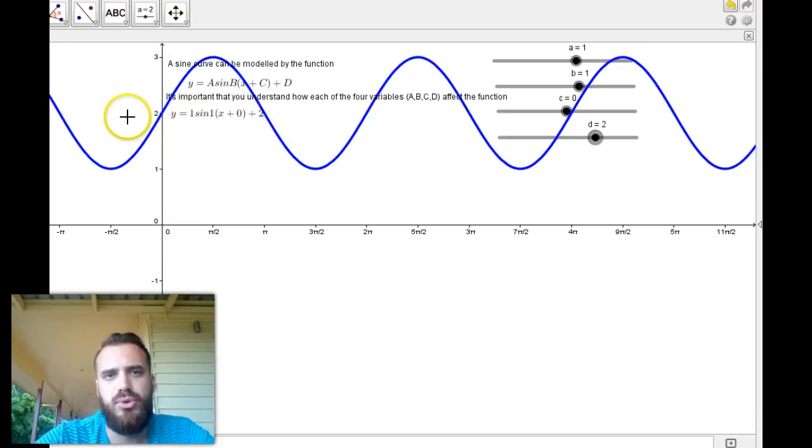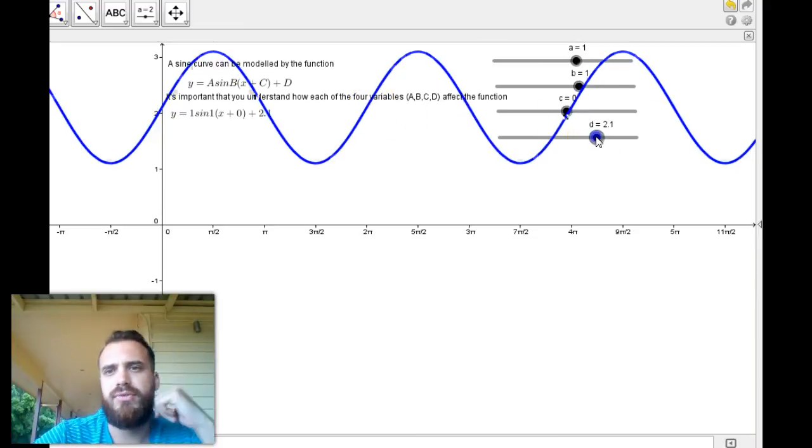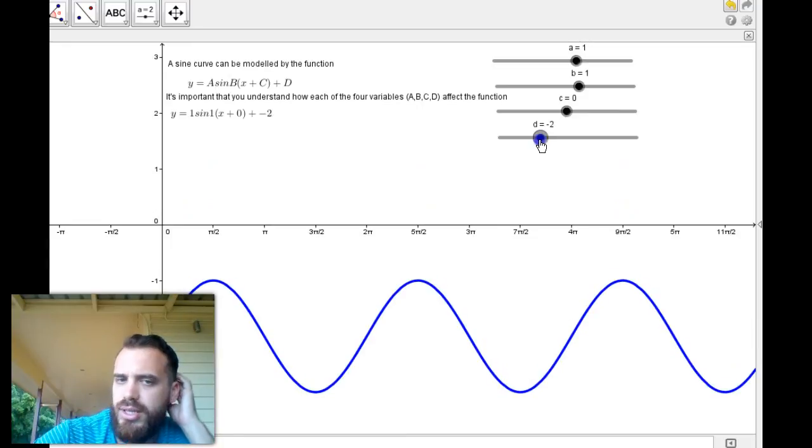You can see that it's moved our axis of symmetry. It's actually created a vertical shift. It's moved our function from here up to here, 2 units. Now if we make our d value negative, you can see that it shifts it downwards. So pretty obvious here, the d value will move it up or down depending on whether it's positive or negative.